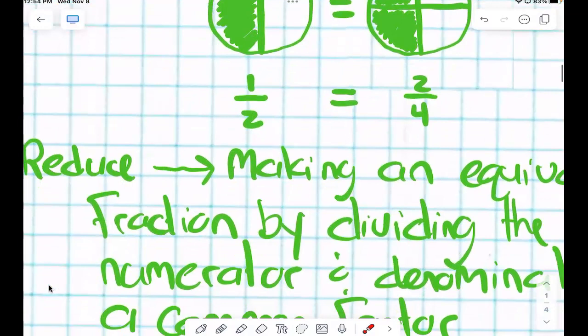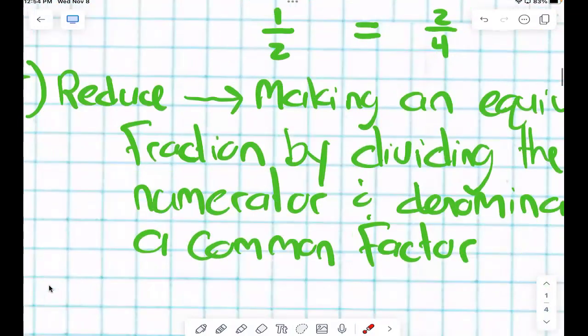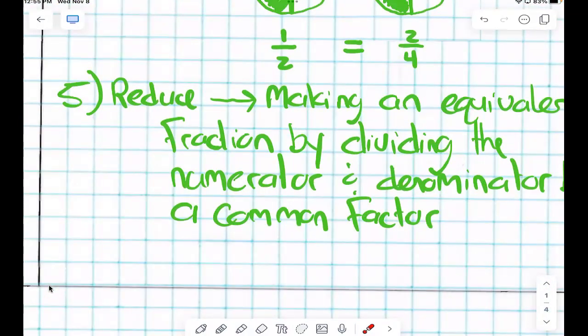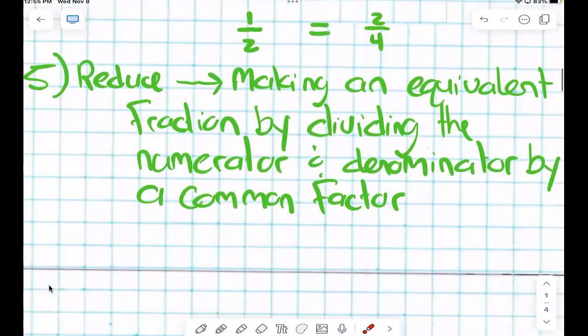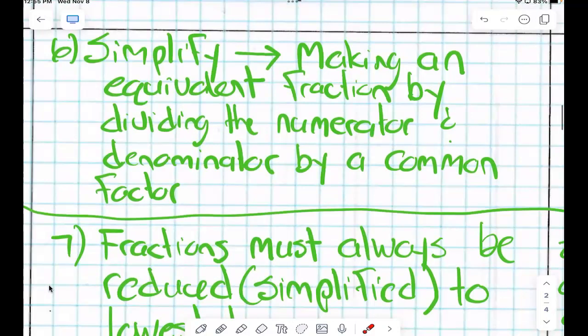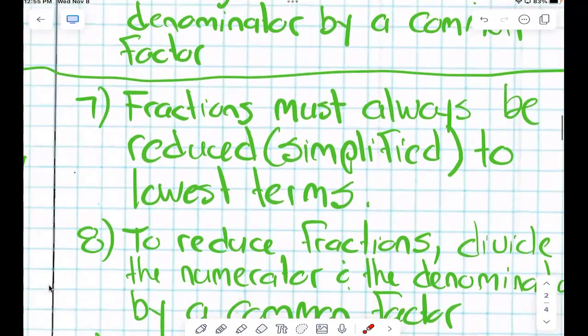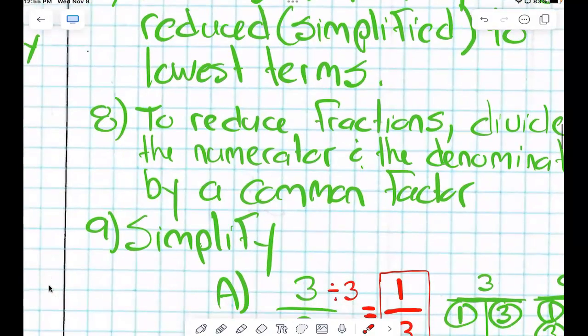Yes. What is another name? What is another word for reduce? Simplify. What's another word for simplify? Reduce. So if you're going to simplify something, you're going to make it more simple, or if you're going to reduce something, you're going to make it smaller looking, right? Yes. Fractions must always be in what terms? Lowest term. To reduce fractions, what do we do?